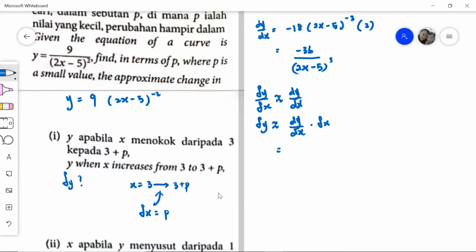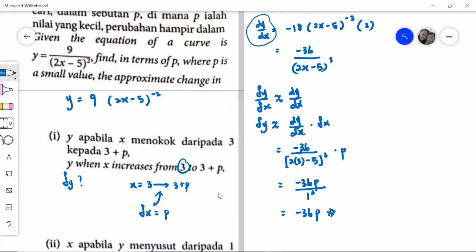So what is dy by dx? It's negative 36 over, now this must be based on the initial coordinates. The x coordinate is 3, so we replace x with 3: 2 times 3 minus 5, everything raised to the power of 3, and then times delta x, which is p here. So we have negative 36p over 6 minus 5, that is 1, and 1 cubed is still 1. So the answer is negative 36p. The change in y is negative 36p.